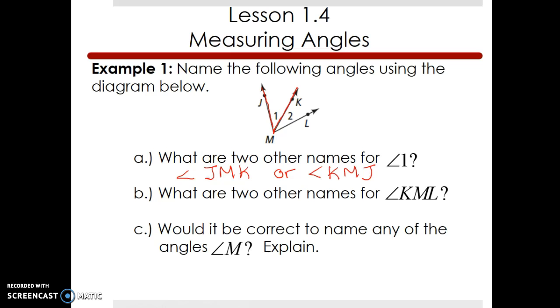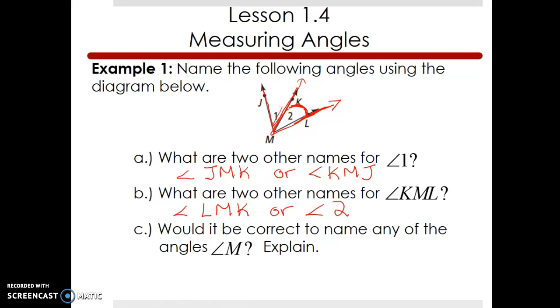What are the two other names for KML? If you see KML, it is this angle, this one. The other way to name it is LMK, or you could say angle 2, because you can use a number to label it. So I said I would come back to this.